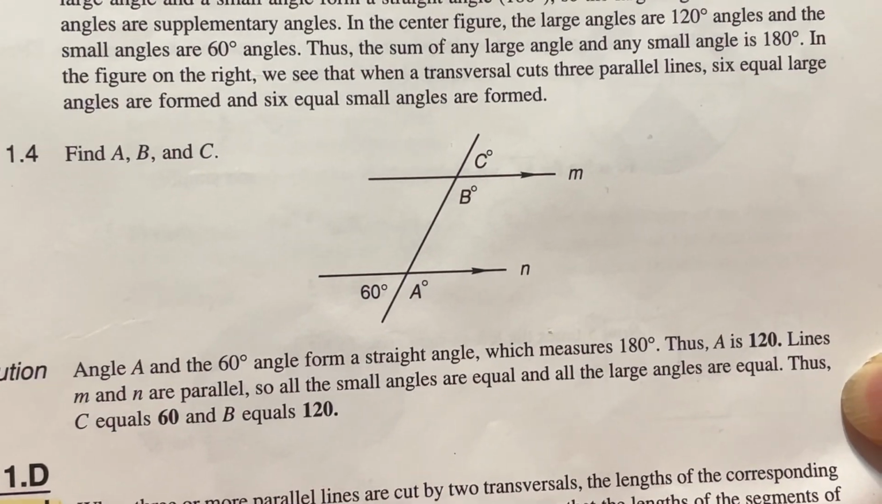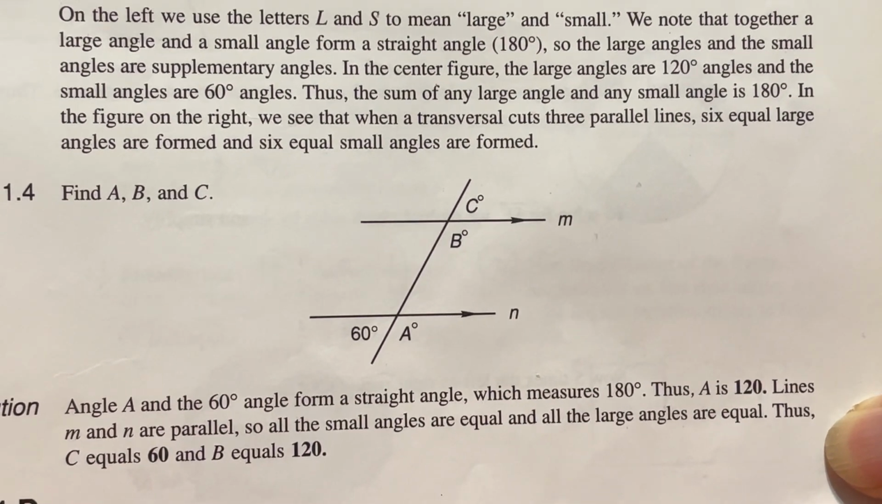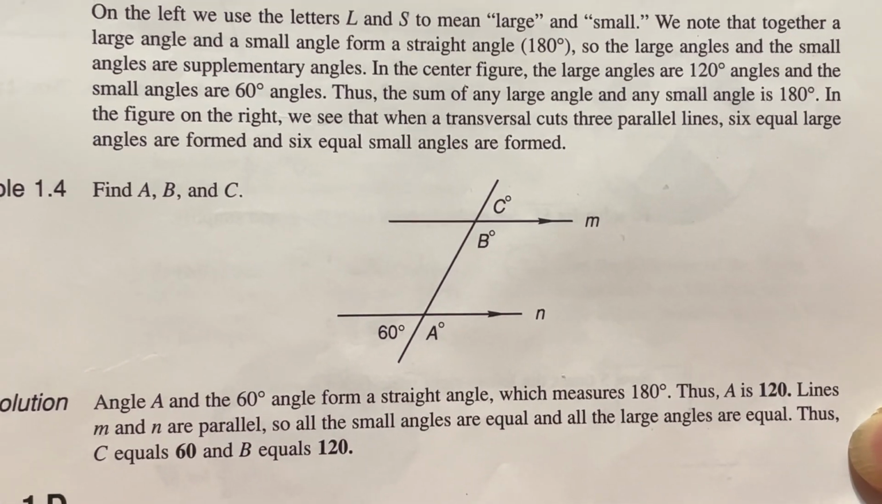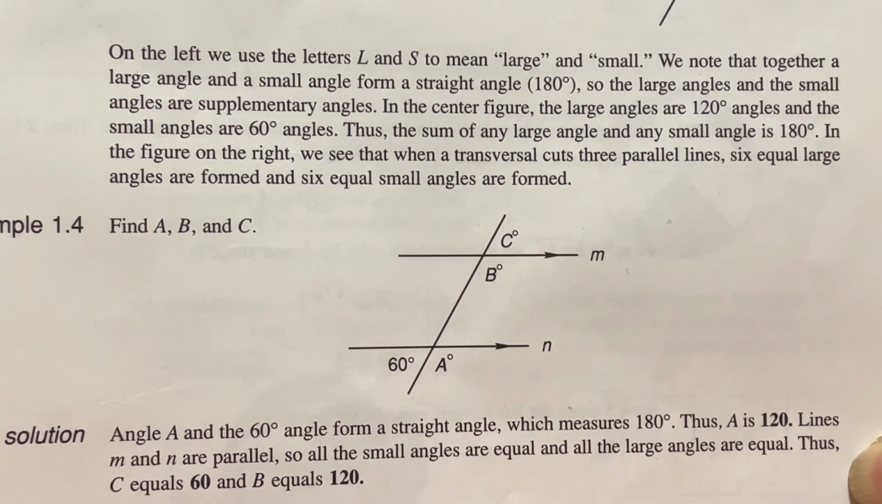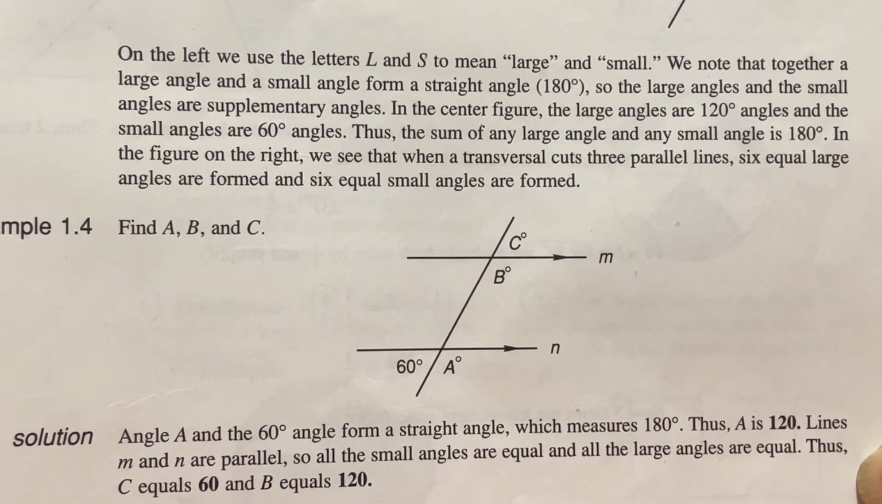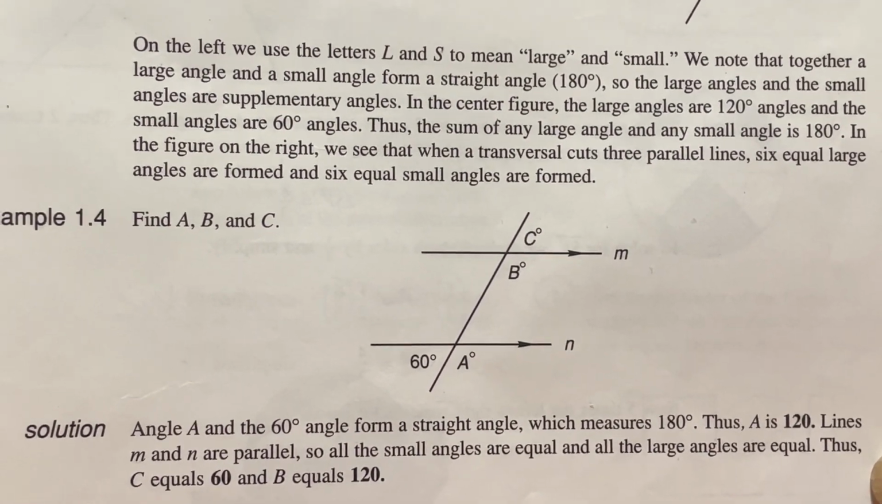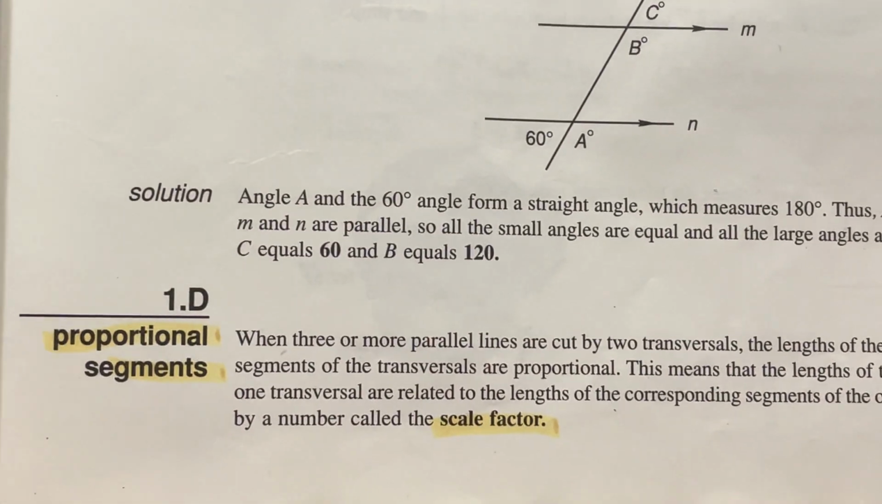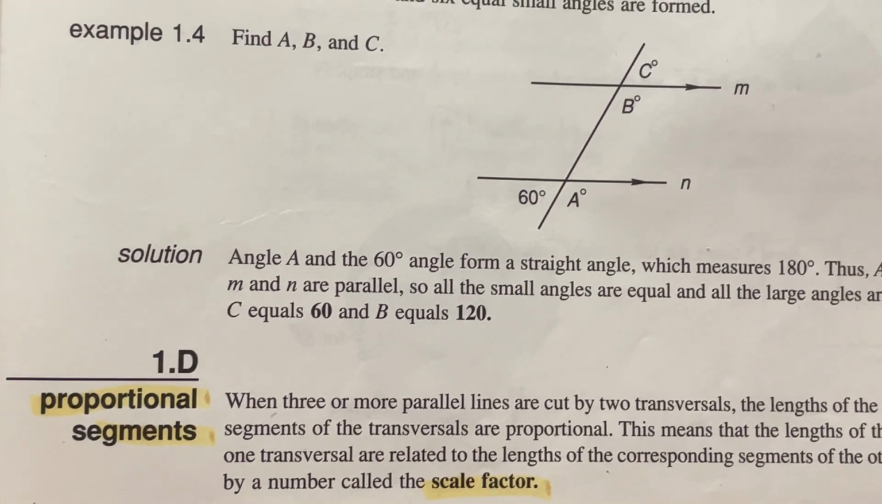Angle A and the 60 angle form a straight angle, which measures 180. Thus, A must be 120. Lines M and M are parallel, so all the small angles are equal, and all the large angles are equal. Thus, C equals 60 and B equals 120. So now we're going to go into the last little portion in this lesson, 1D, proportional segments.